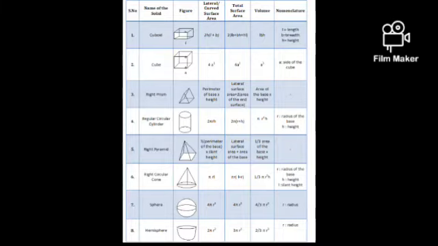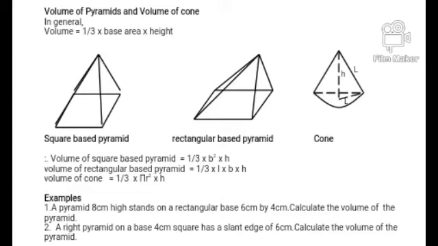And this week we'll be looking at volume of a pyramid and volume of a cone. We have the volume of a square-based pyramid to be 1 over 3 times b squared times h. Volume of a rectangular-based pyramid to be 1 over 3 times l times b times height, while volume of a cone to be 1 over 3 times pi r squared times h. You can see all the shapes in the figure in the picture we have.